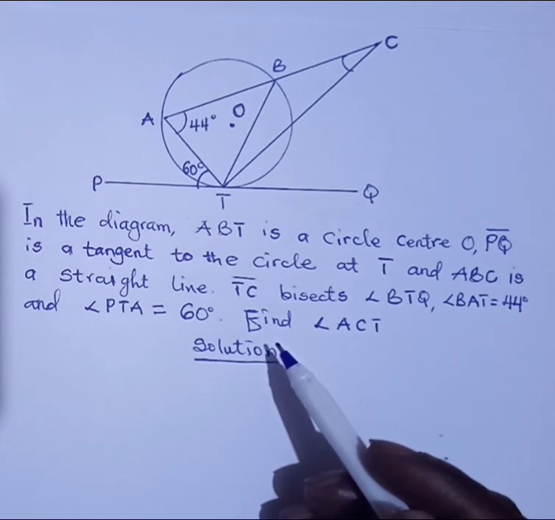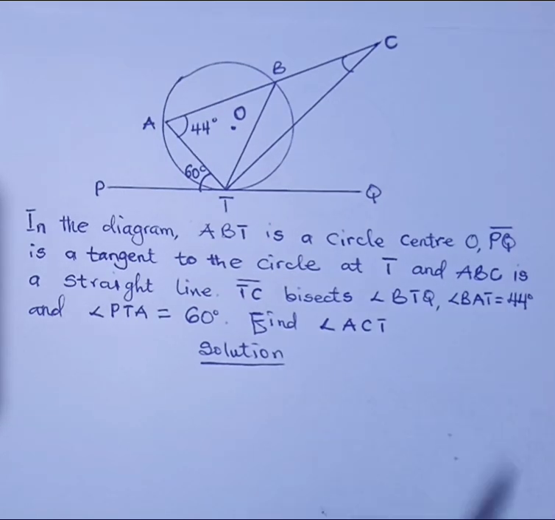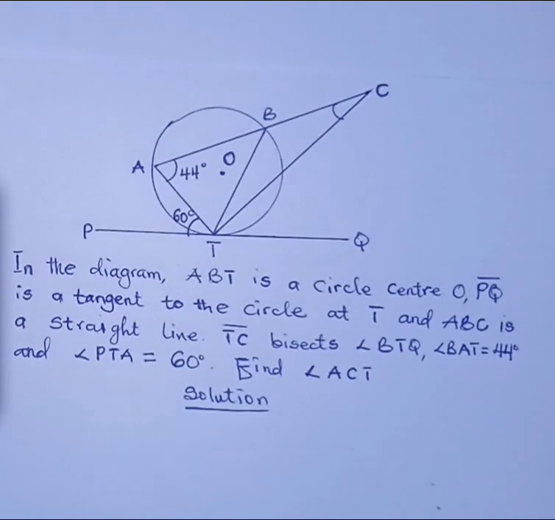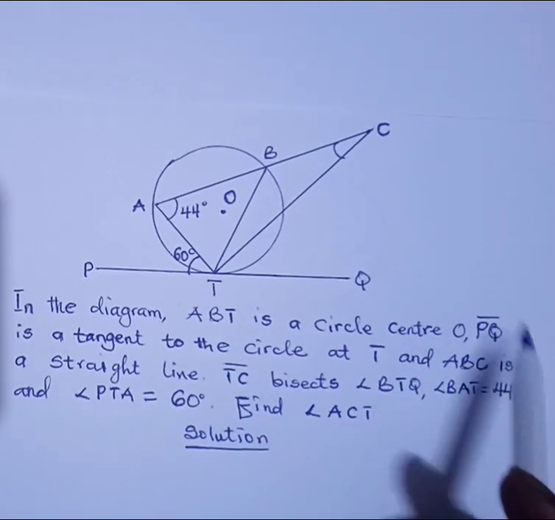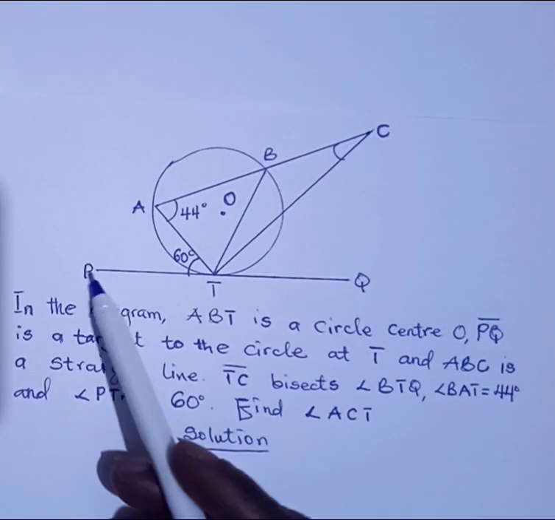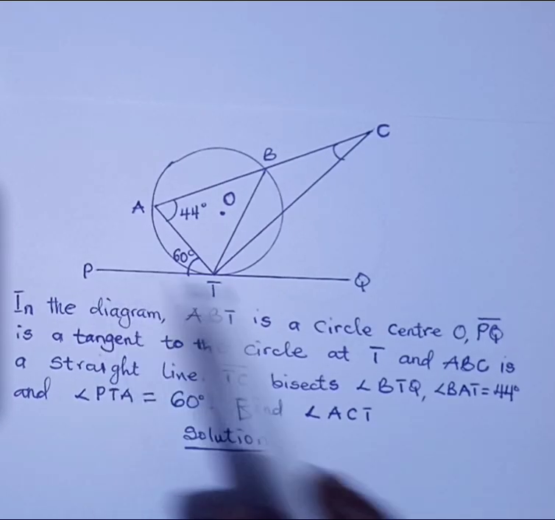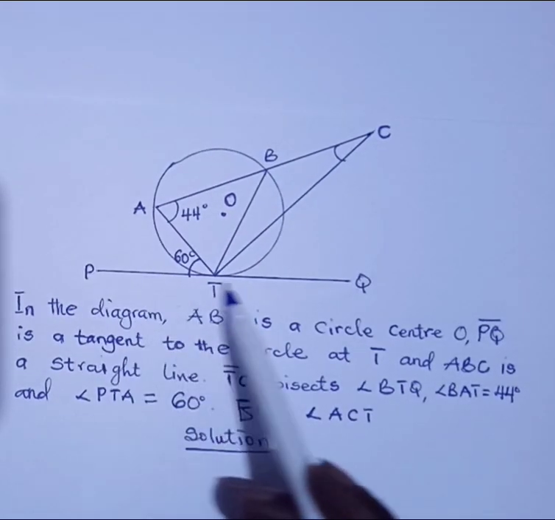So in this question, we are asked to find angle ACT. All right, so this is the diagram we have. So let's quickly look at how we can look out for what this question demands. So in this question, we are seeing PQ. Where is PQ? So this line here is PQ.